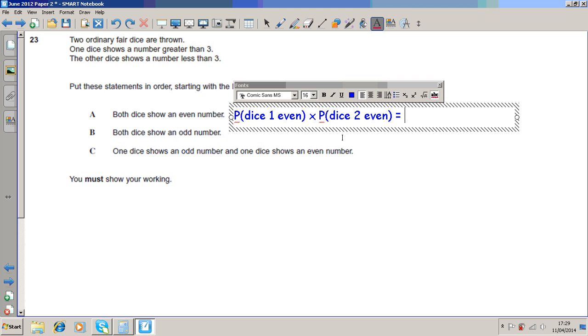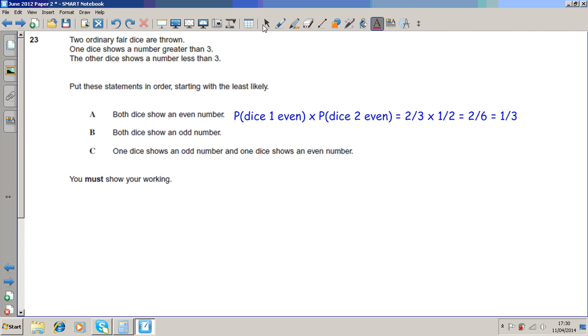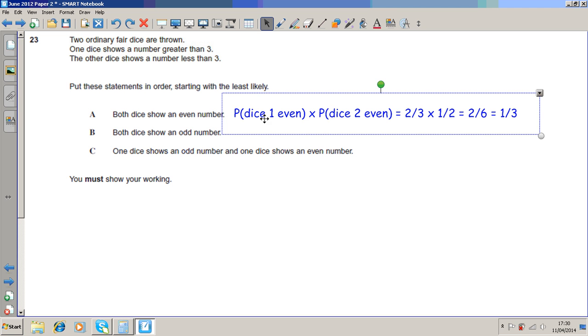So to work out a probability, we do dice 1 even times dice 2 even. Well, one dice is a number greater than 3, so 4 and 6 are both even, so that's 2 out of 3 are even. And on dice 2 it's a number less than 3, so it's 1 or 2. So that's 50-50, a half. So if we multiply the top ones together, we get 2 times 1 is 2, and the bottom ones together, 3 times 2 is 6. 2 over 6, which is a third. So probability of A happening is a third.